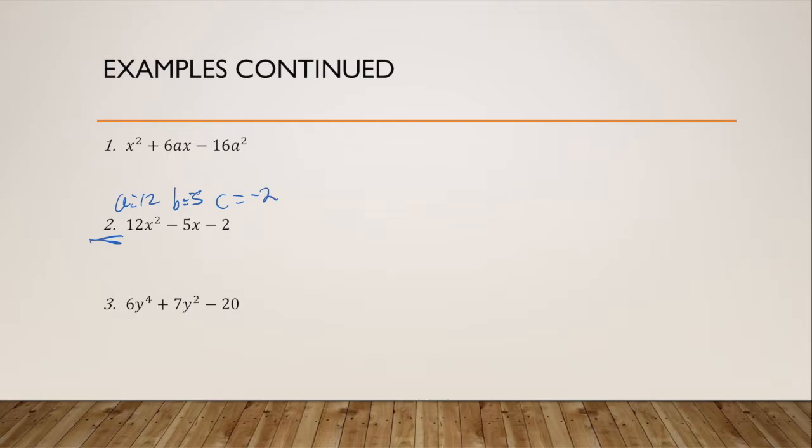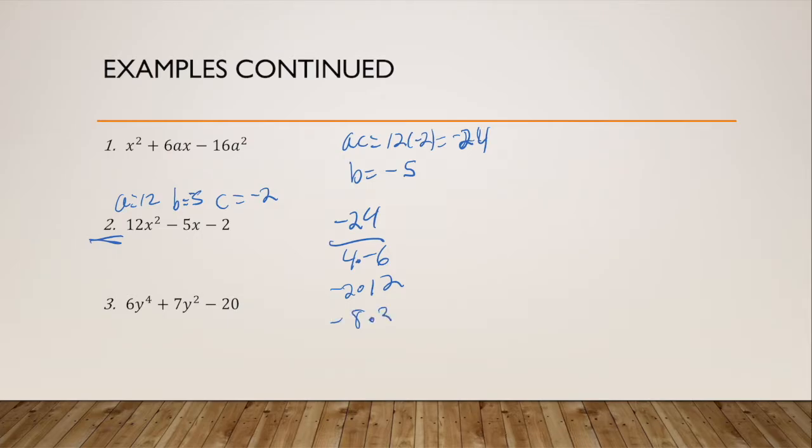So we want to find the factors of AC, which is 12 times -2, so -24, that add up to B, which is -5. So let's go ahead and find some factors of -24. I've got 4 times -6. Okay, that doesn't work. I've got -2 times 12. Okay, that's too positive. How about -8 times 3? That works because -8 plus 3 is -5.